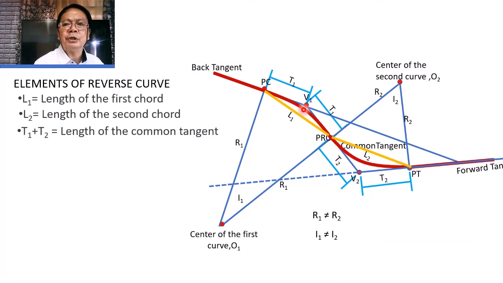And lastly, we have here the length of the common tangent, referring to the distance between the point of intersection of the tangents of the first curve to the point of intersection of the tangents of the second curve. And this is this tangent, the one that is blinking in blue.